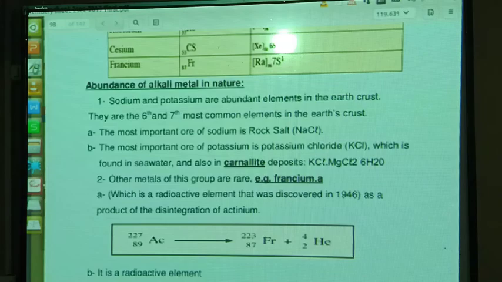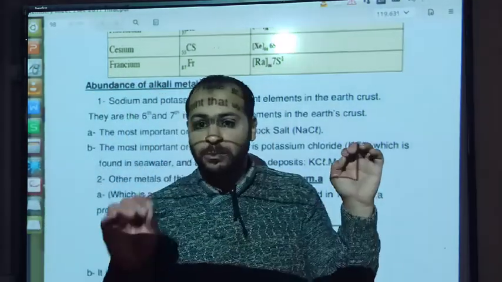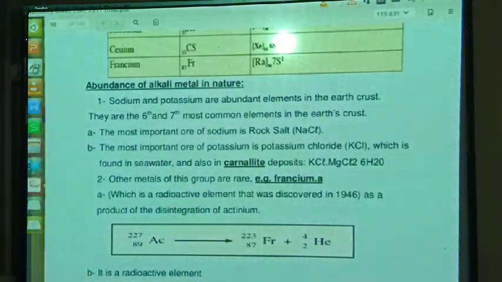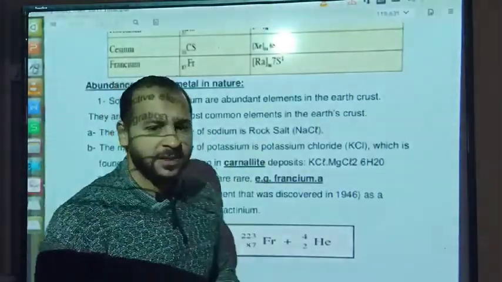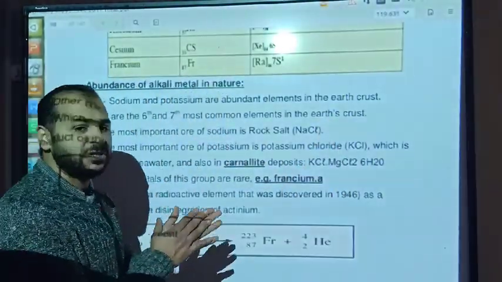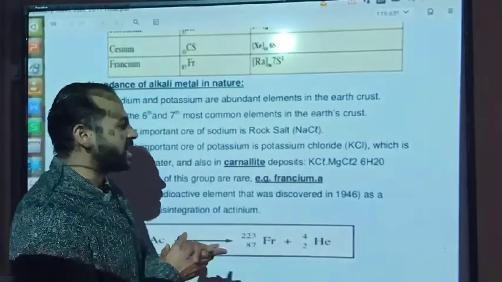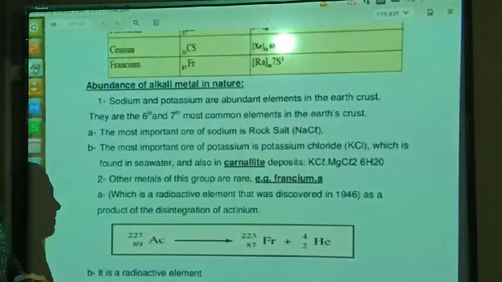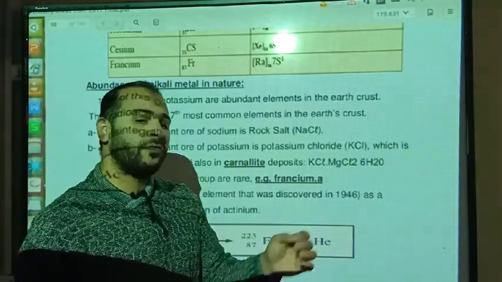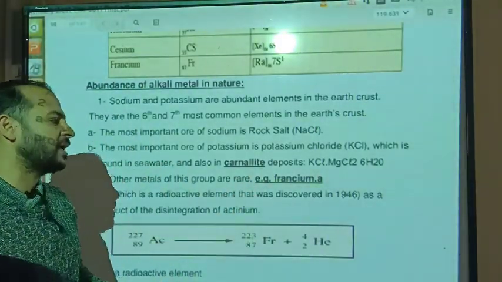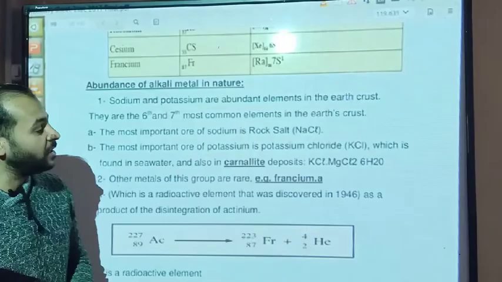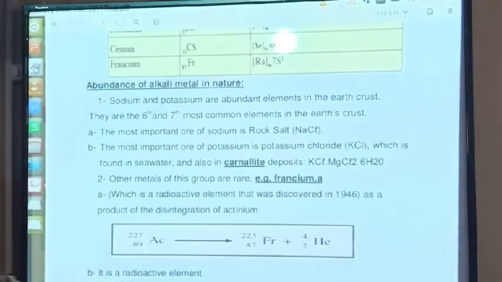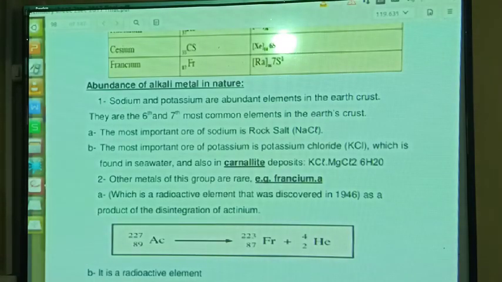What about potassium? The most important ore of potassium is potassium chloride, KCl, and it is also found in seawater. And we have carnallite deposits. Carnallite is KCl.MgCl2.6H2O. It is a mixed salt, consisting of potassium and magnesium chlorides accompanied by 6 molecules of water. If asked to choose the chemical formula of carnallite, and they give you more than one formula, the right one is KCl.MgCl2.6H2O. Okay.